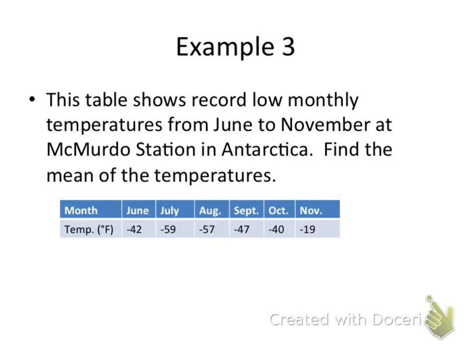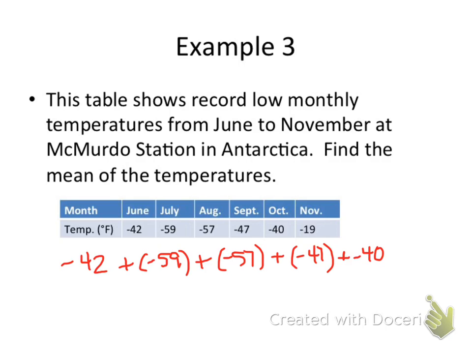When I look at all of these temperatures, and because we are talking about low temperatures at the same place in the different months, they are all negative, which makes my integer addition pretty easy, because if they're all negative, I'm just adding the absolute values and keeping the negative sign. So I could write my solution like this. And then I'm going to divide by the number of numbers, which is 6.